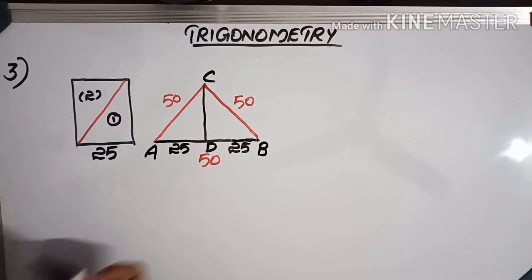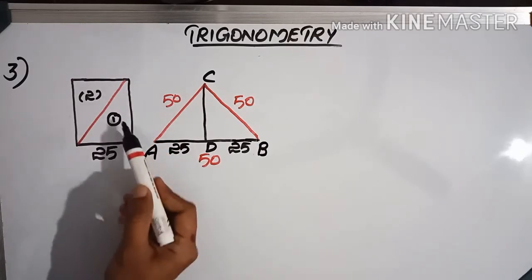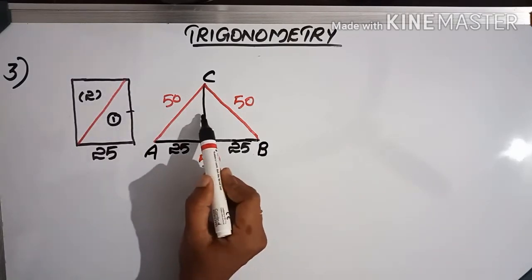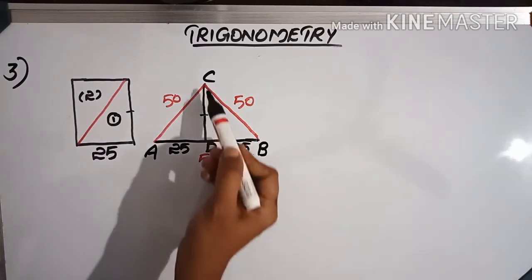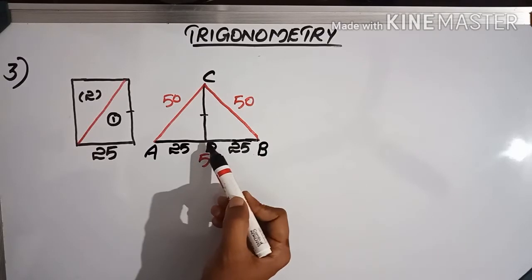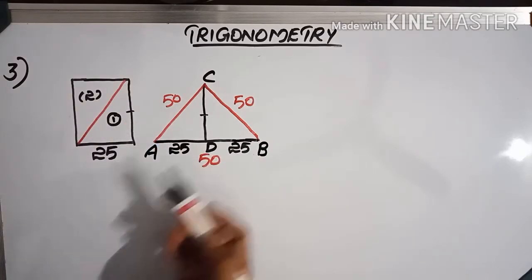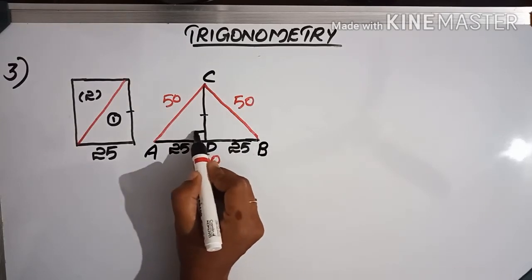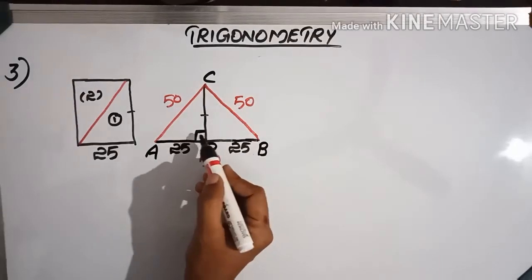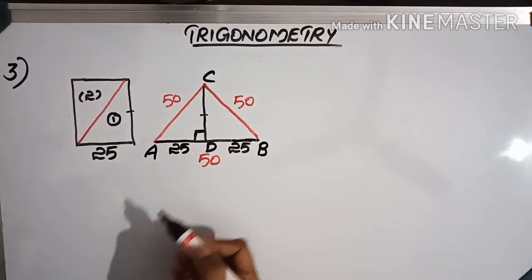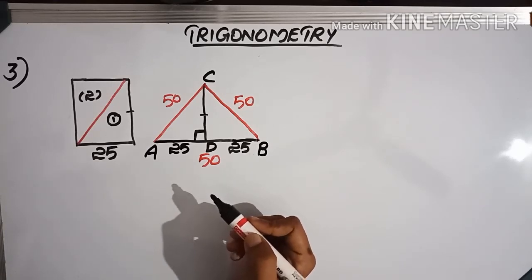Now we have to find the length. This length side is the same as the height of this triangle, that means CD. So we have to find this CD's measurement, then only we can write the length of this rectangle. For that we have one equilateral triangle here, and one right triangle here.